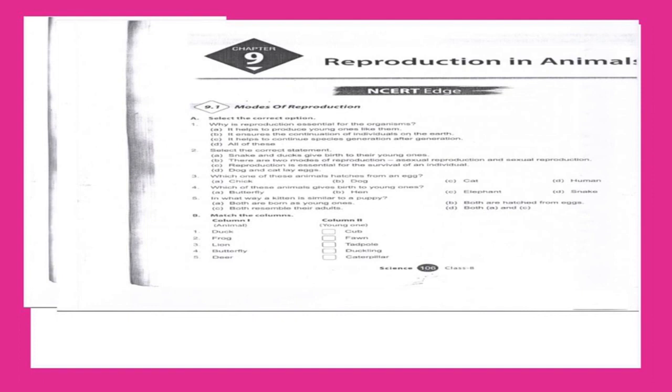Then match the following. Duck, duckling. We have mentioned the young ones; you have to match the young ones. Duck, duckling; frog, tadpole; lion, cub; butterfly, caterpillar; and deer, fawn. F-A-W-N. Deer, it is fawn. I hope you could follow this.